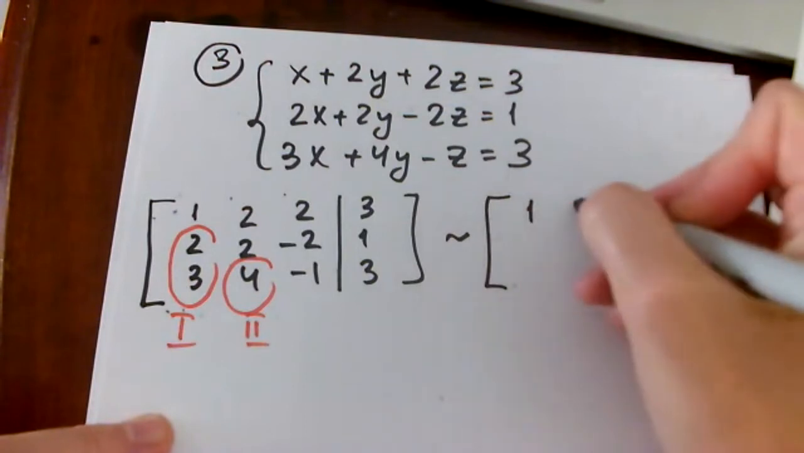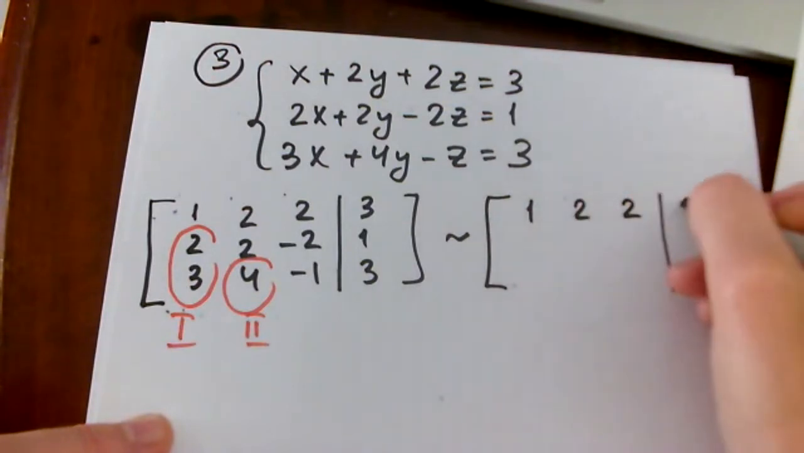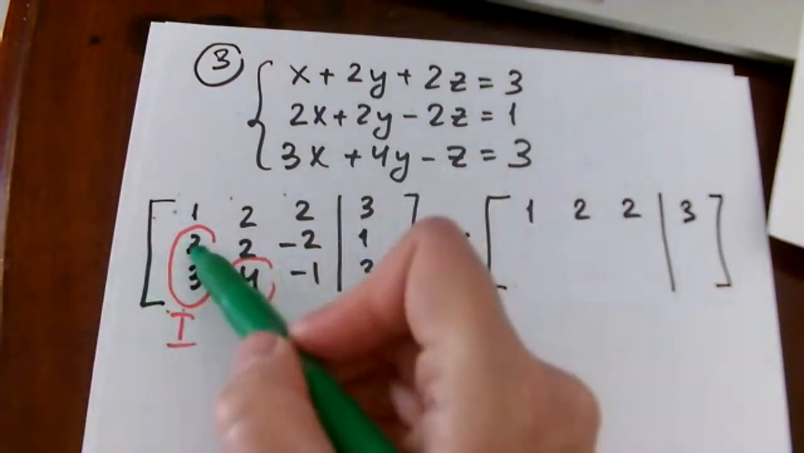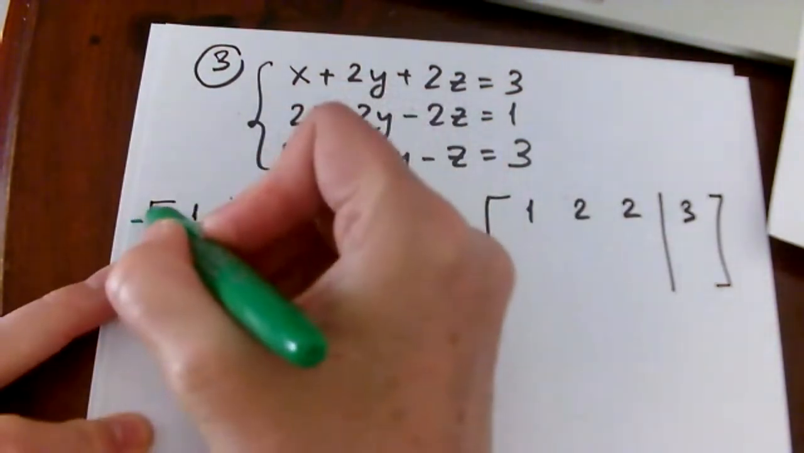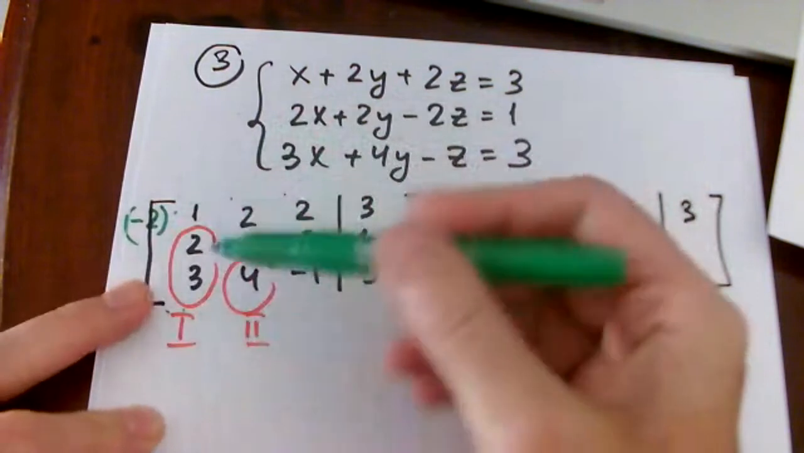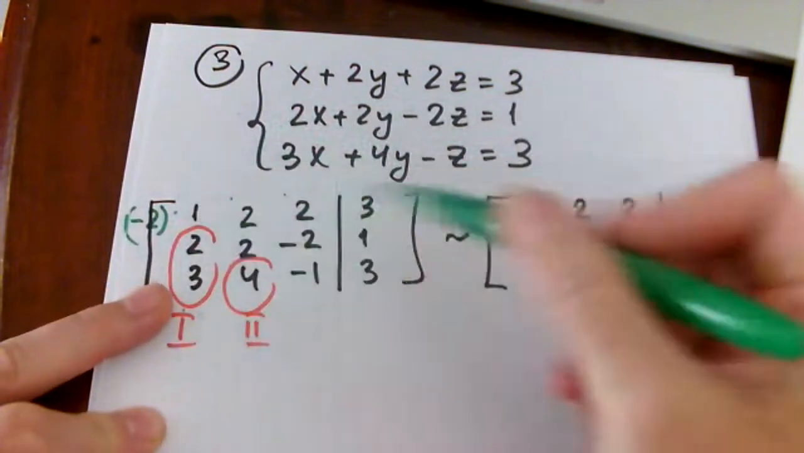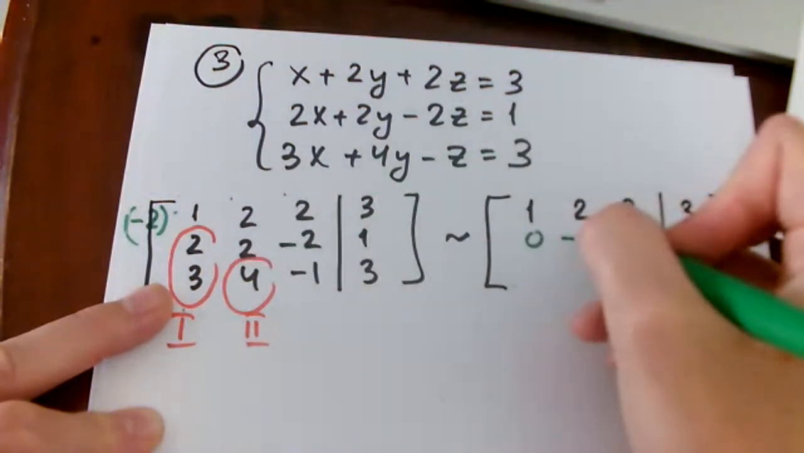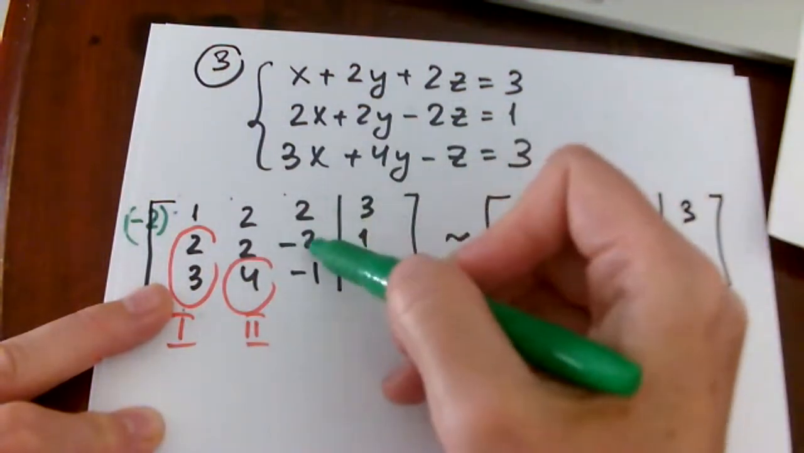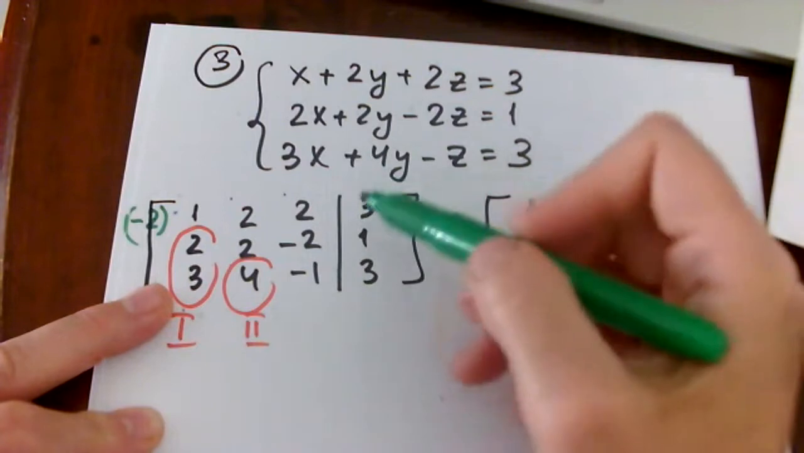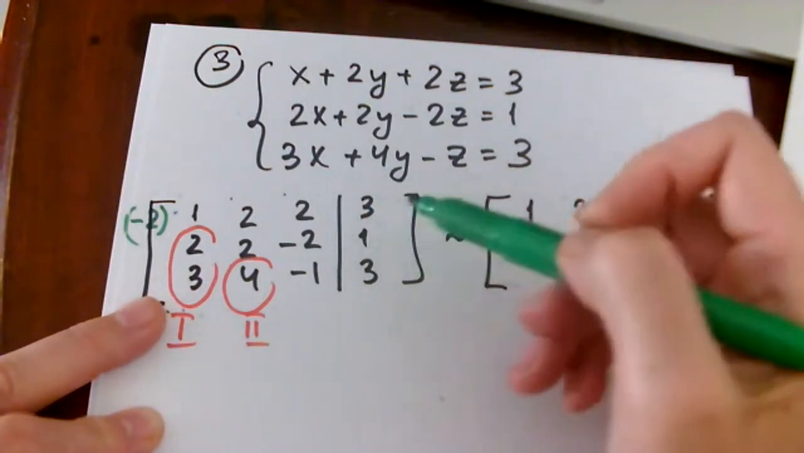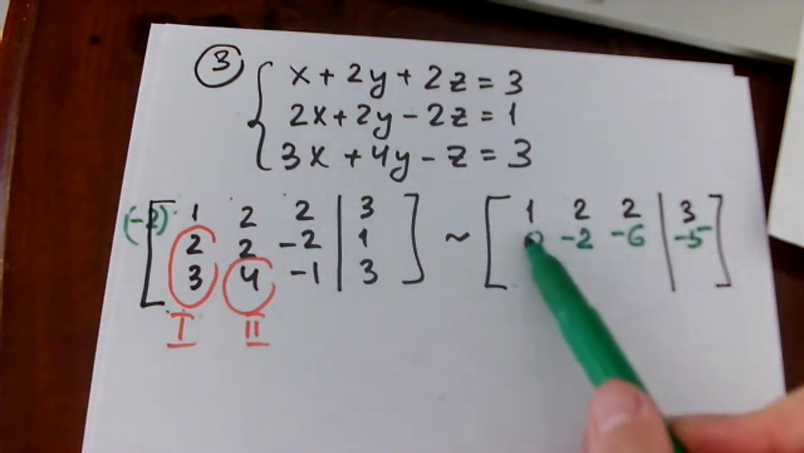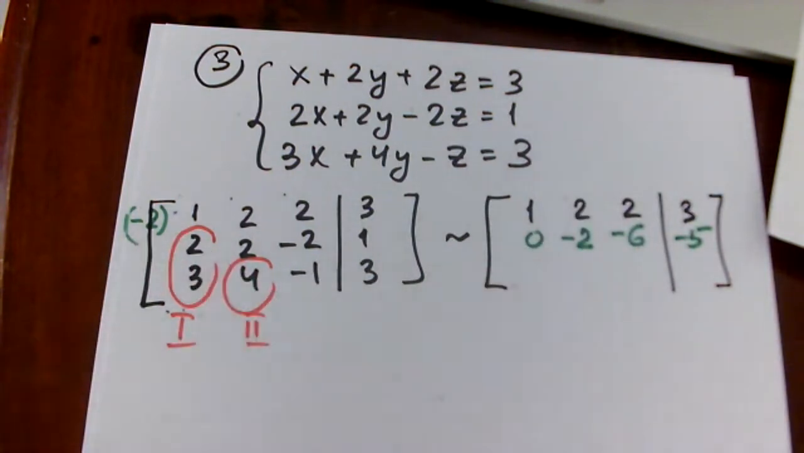Okay, let's rewrite the first row, sorry. I'm rewriting. And now it's time to get rid of this 2. Of course, you know that we need to multiply the first row by minus 2. Okay, let's start. Minus 2 plus 2 will be 0. Minus 4 plus 2 will be minus 2. Minus 4 minus 2 will be minus 6. And minus 6 plus 1 will be minus 5. So we did get 0 here instead of 2.